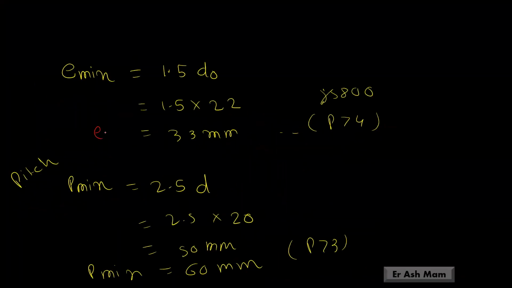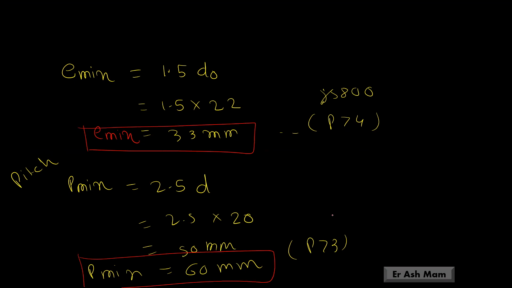Therefore, E minimum edge distance is 33 mm, and minimum pitch is 50 mm. Consider pitch equal to 60 mm.